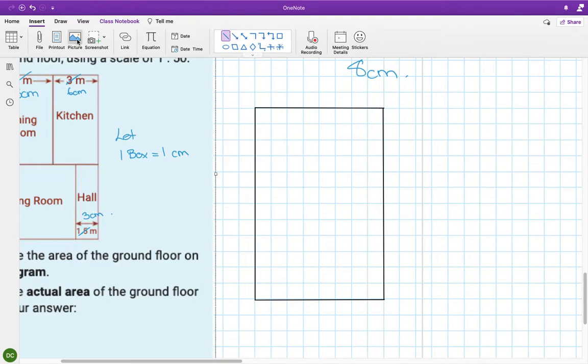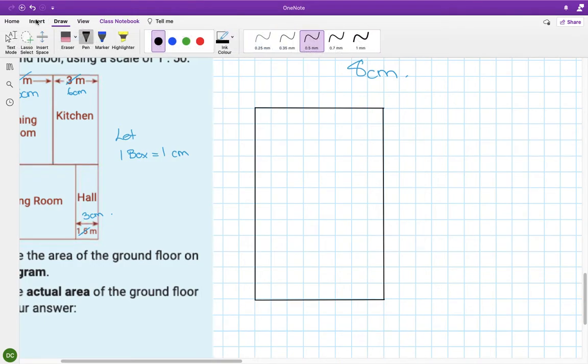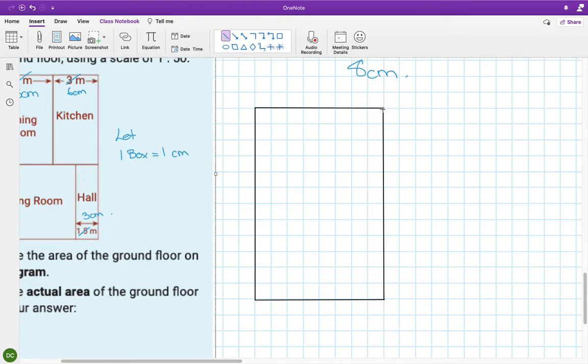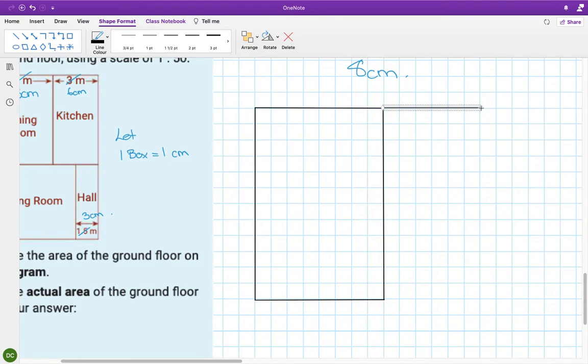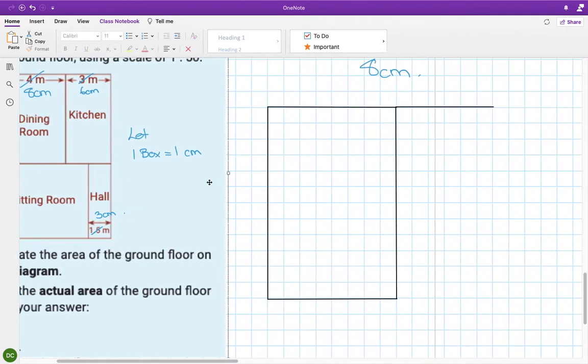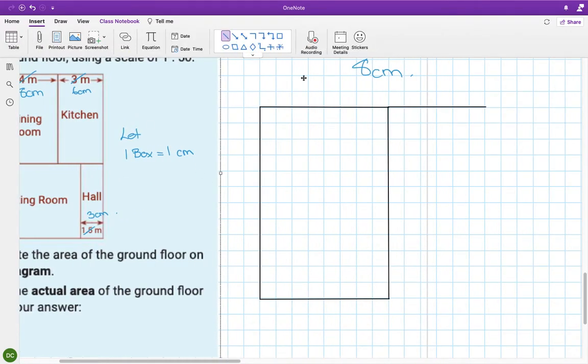Dining room. So then we move into the kitchen. So this line across the top here is 6. So 1, 2, 3, 4, 5, 6. Right, then the kitchen at the side is exactly the same length as the dining room.